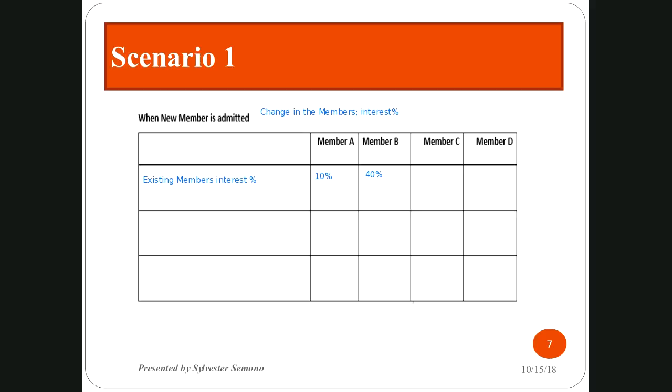Now we need to show that we are going to admit member D. So you can write member D admitted, or member D joined. Remember, there was a condition here. They said for you to get 20% in the CC, you need to bring the value of 60,000. Remember, here we are dealing with percentages. So under D, we're going to give D 20%.